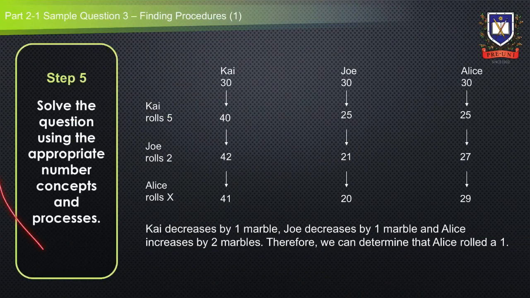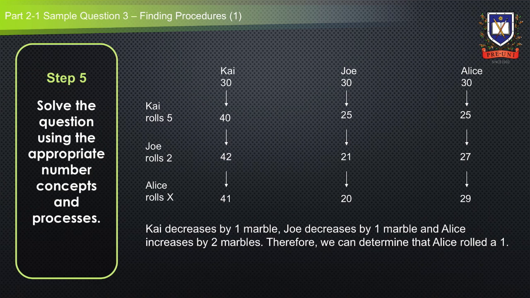Now, step 5 is where we solve the question using the appropriate number concepts and processes. Kai decreases by 1 marble, Joe decreases by 1 marble, and Alice increases by 2. Therefore, we can conclude that Alice rolled a 1. That she rolled 1 on the dice.